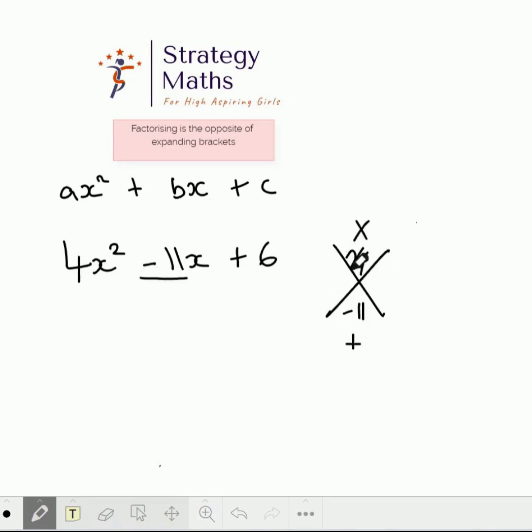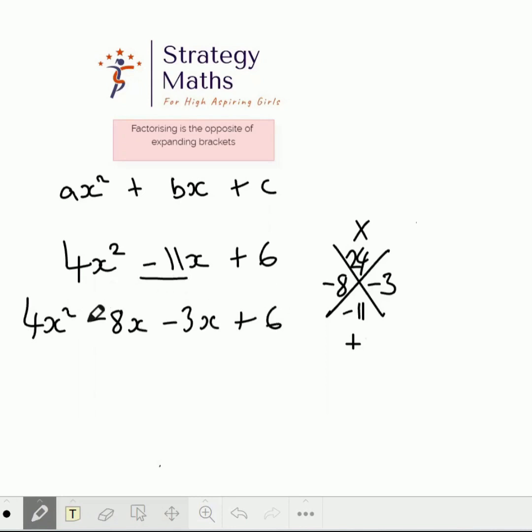We're looking for two numbers that multiply to make 24 and have a sum of minus 11. Now, because we need to times two numbers and get a positive answer, and we also need to add the numbers and get a negative answer, we're looking for two negatives this time. We can multiply negative 8 and negative 3 to get positive 24. So that deals with that problem. And minus 8 add minus 3 is minus 11. So we're going to split the middle with a minus 8x minus 3x.